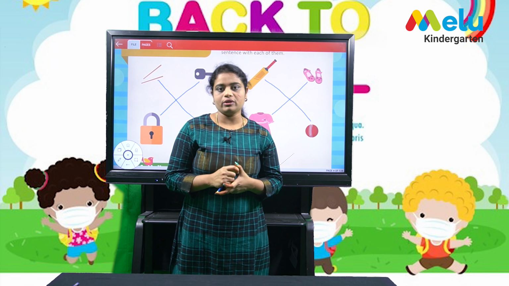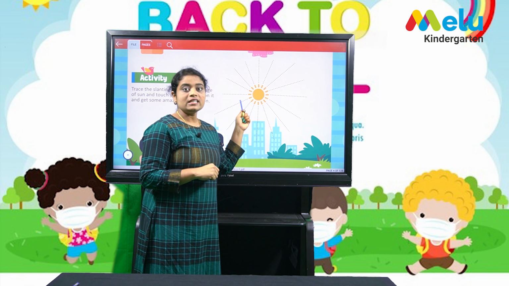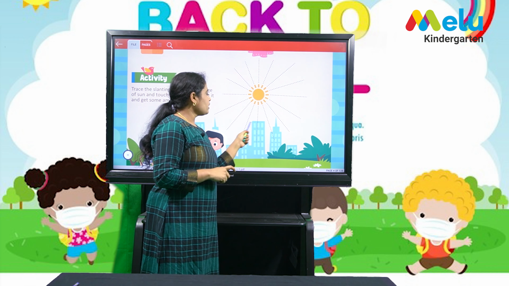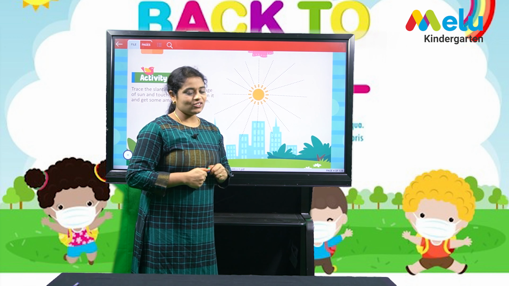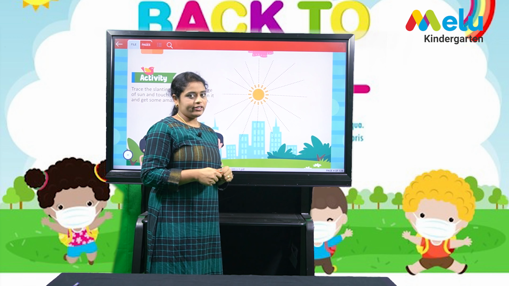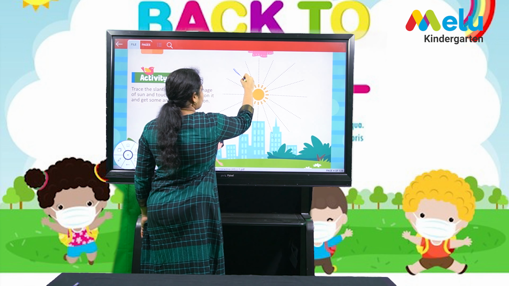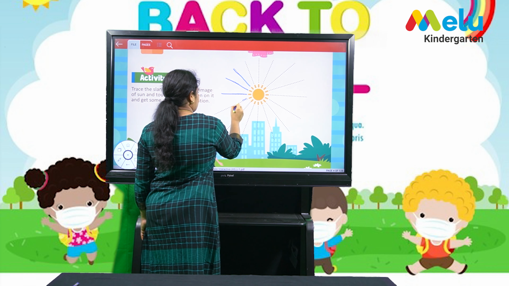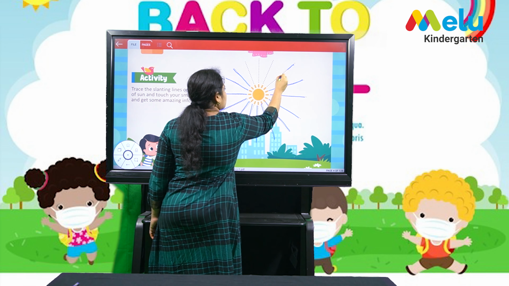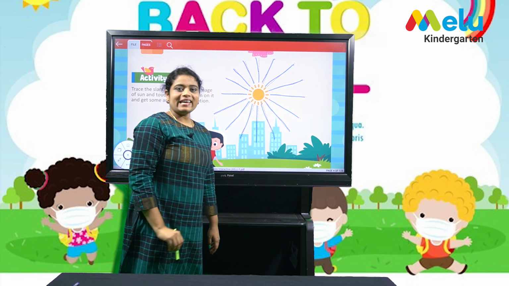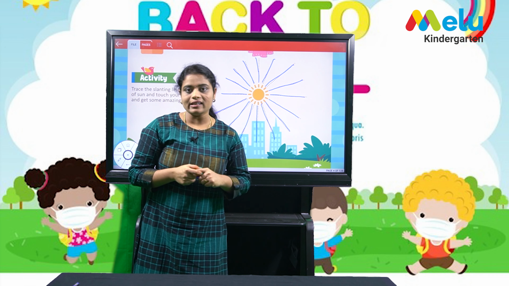Let's do one more activity which is given in the book. So, children, here we have the image of the sun. And what are these lines, children? These are slanting lines, okay. So, we will trace on the dotted lines and practice tracing slanting lines, okay. Yay! So, I have learned to trace the dotted lines and make slanting lines, okay.